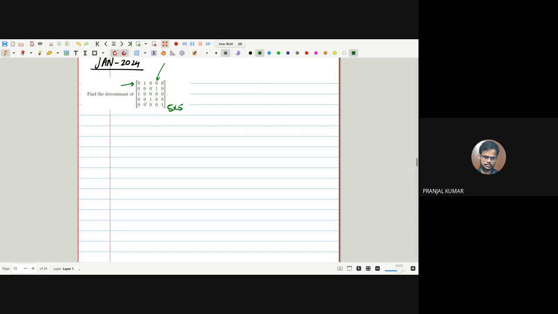So what you have to do is see some structure in this matrix. This is just a 5 cross 5 identity matrix in which rows are rearranged, exchanged. Yes or no? So this hints that you have to use the effect of row exchanges on the determinant property. So let's write the 5 cross 5 identity matrix.